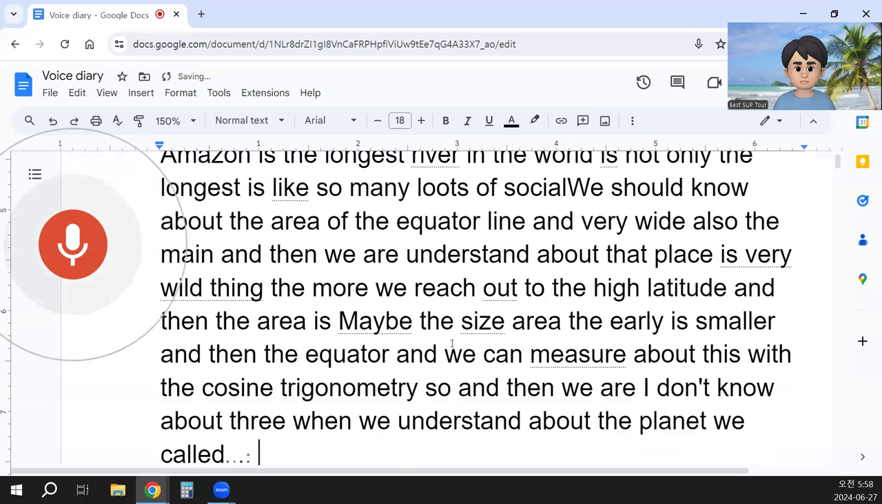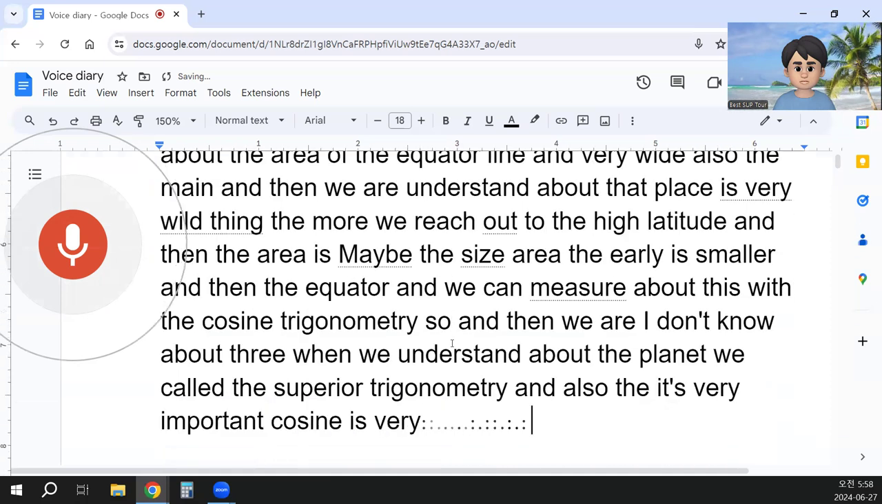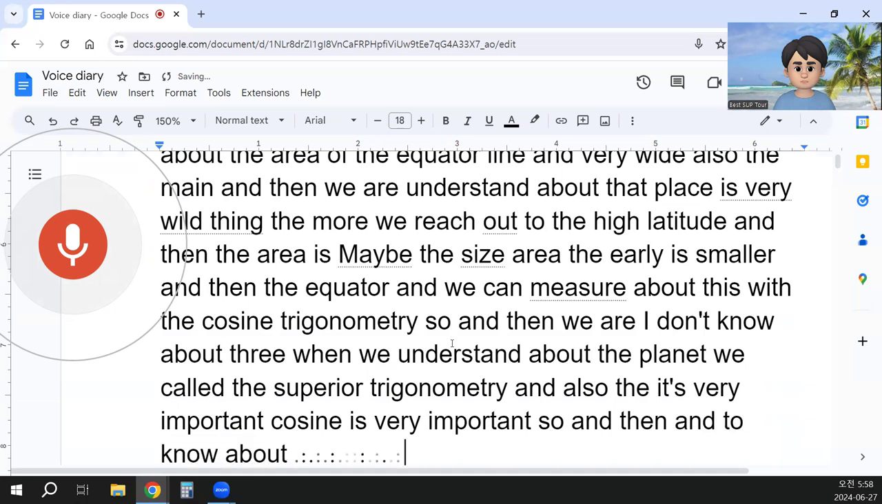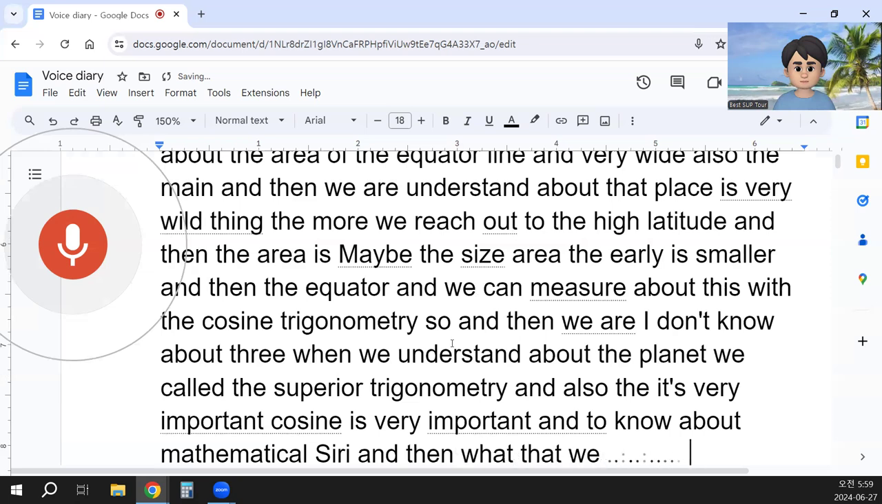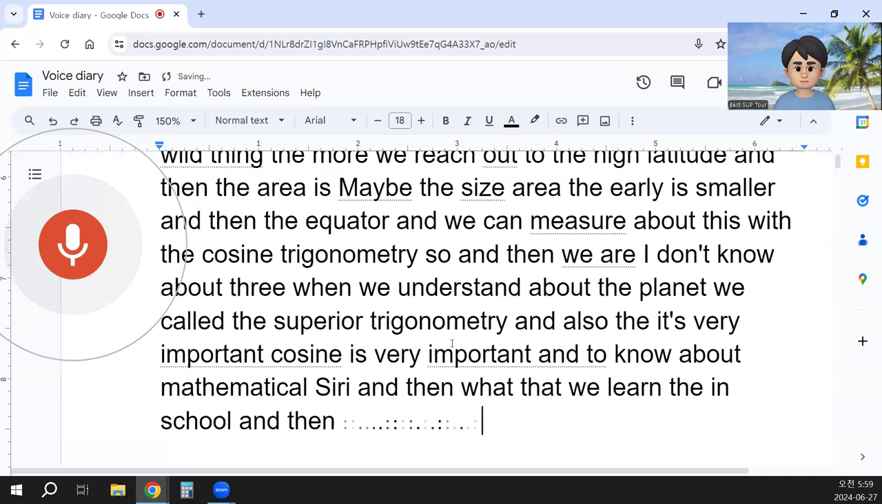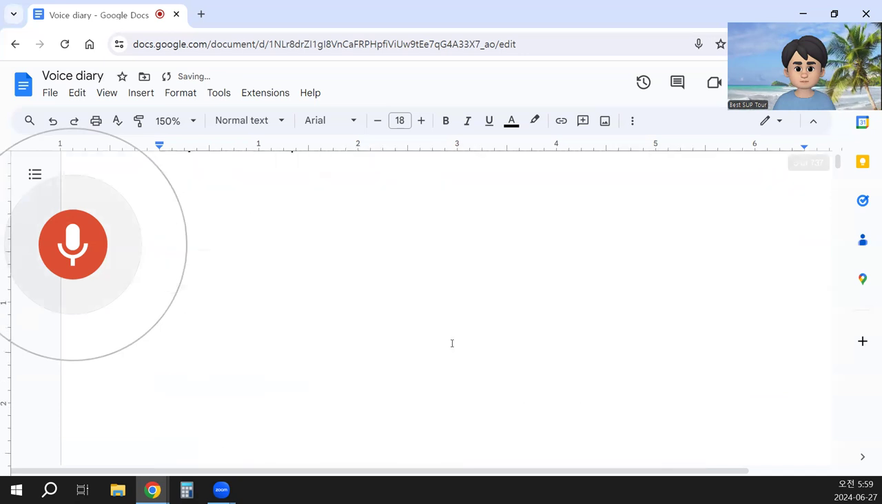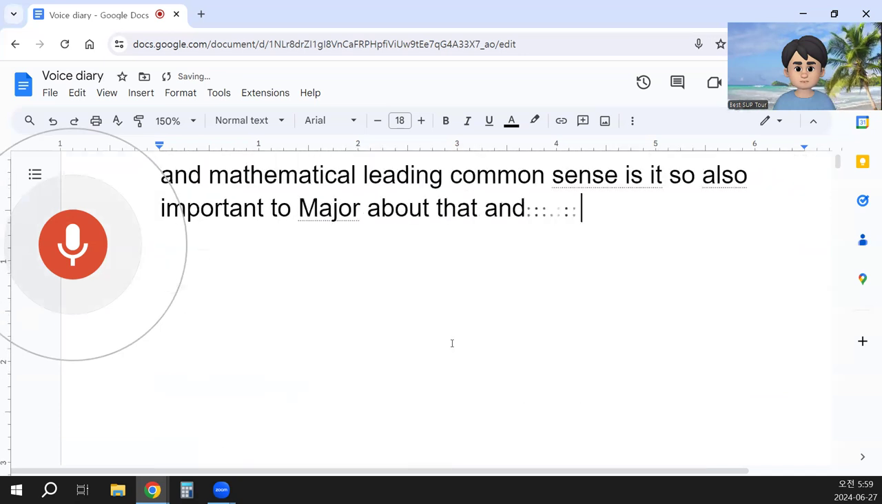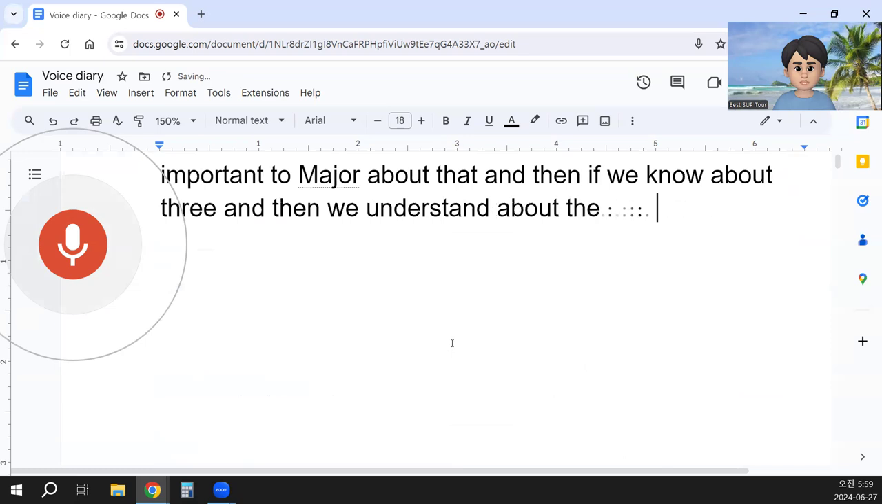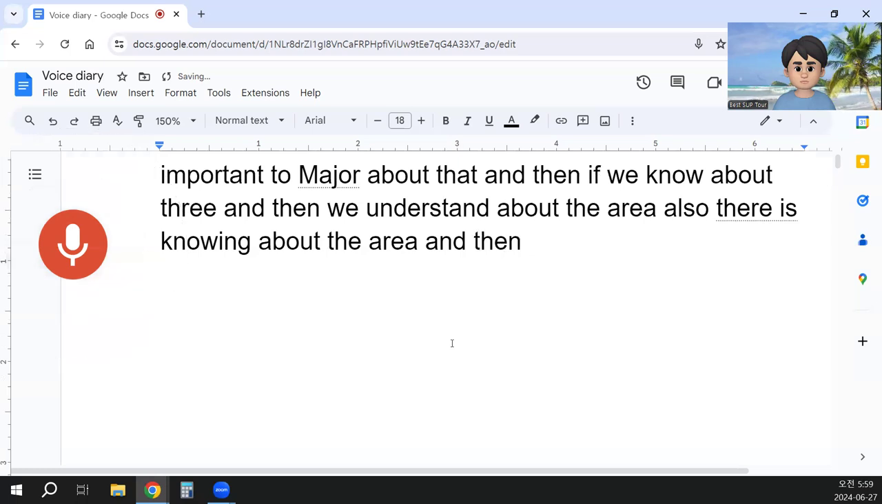We call it spherical trigonometry, and it's very important. Cosine is very important, as is the mathematical theory that we learned in school. To understand that mathematical leading, common sense is also important for measuring. If we know enough trigonometry, then we understand the area, and we can get the area.